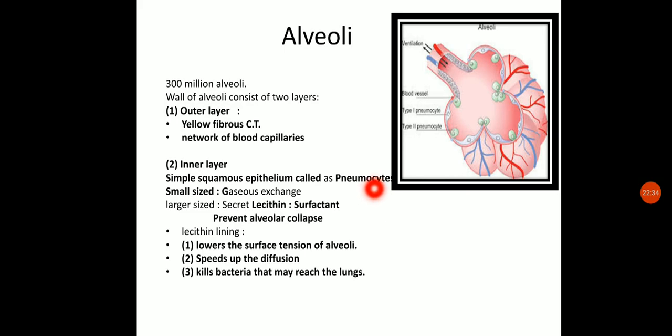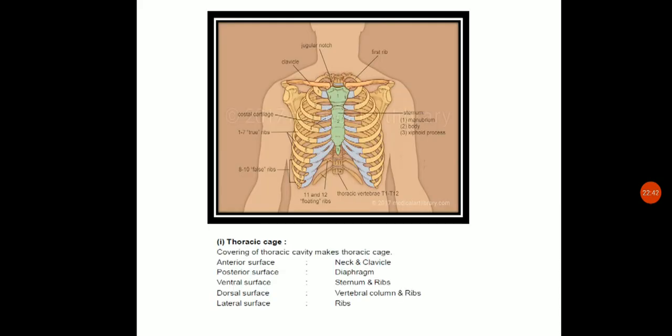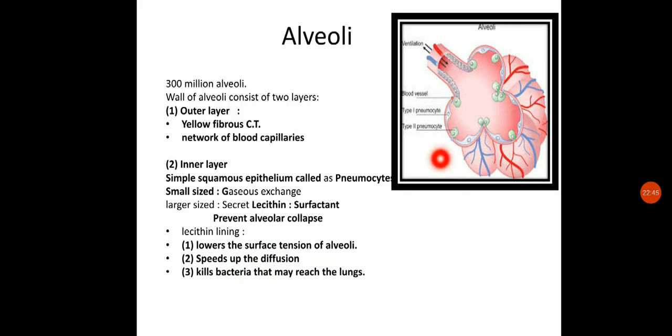The inner layer is basically made up of simple squamous epithelium, also called pneumocytes. We will be discussing the structure of alveoli again as well. There are two types of cells. The small sized cells are responsible mainly for gaseous exchange, while the larger sized epithelial cells are responsible for secreting lecithin. Lecithin is a surfactant molecule which prevents the collapsing of the lungs or the alveoli.